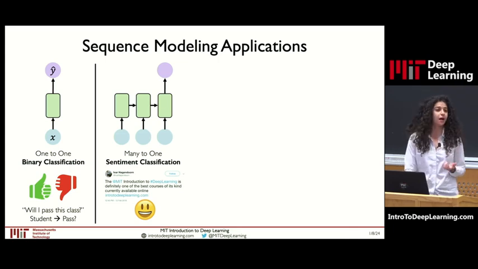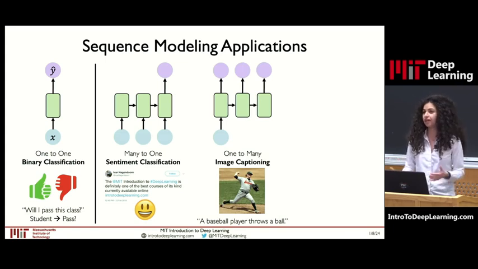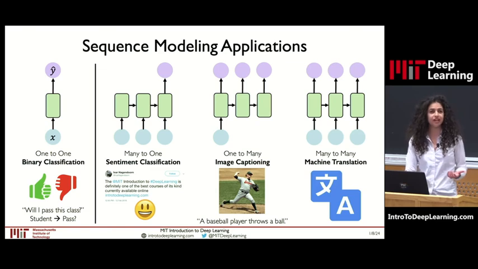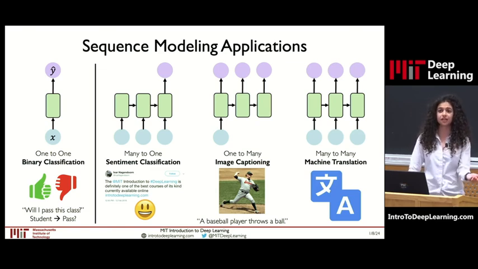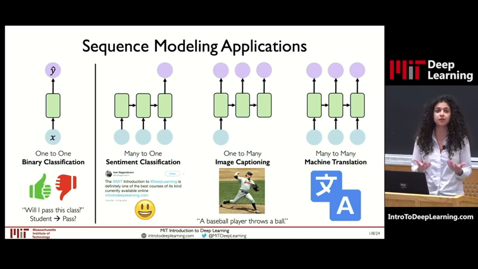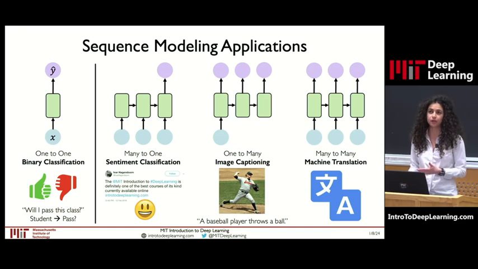We can also think about how we can generate sequences based on other forms of data. Let's say we have an image and we want to caption it with language. This can also be thought of as a sequence modeling problem, where now, given a single input, we're trying to produce a sequential output. And finally, we can also consider tasks where we have sequence in, sequence out. Let's say you want to translate speech or text between two different languages.